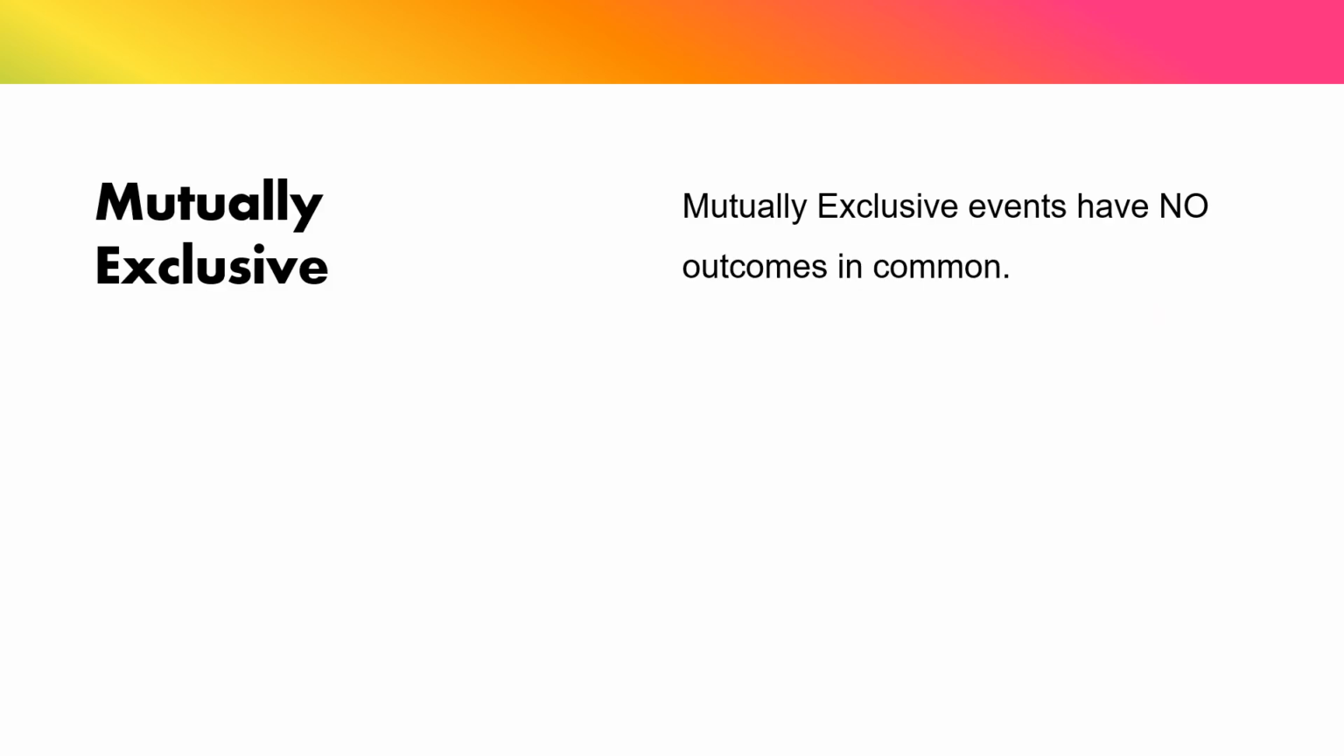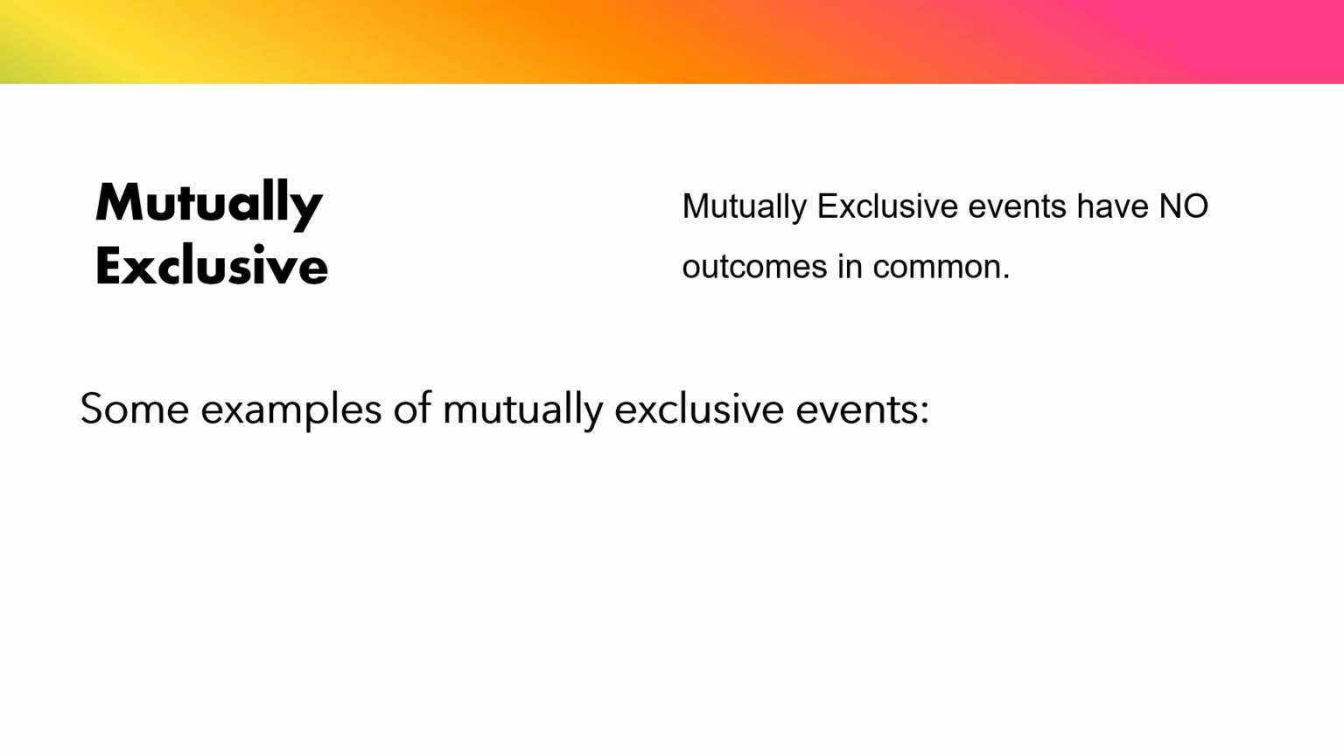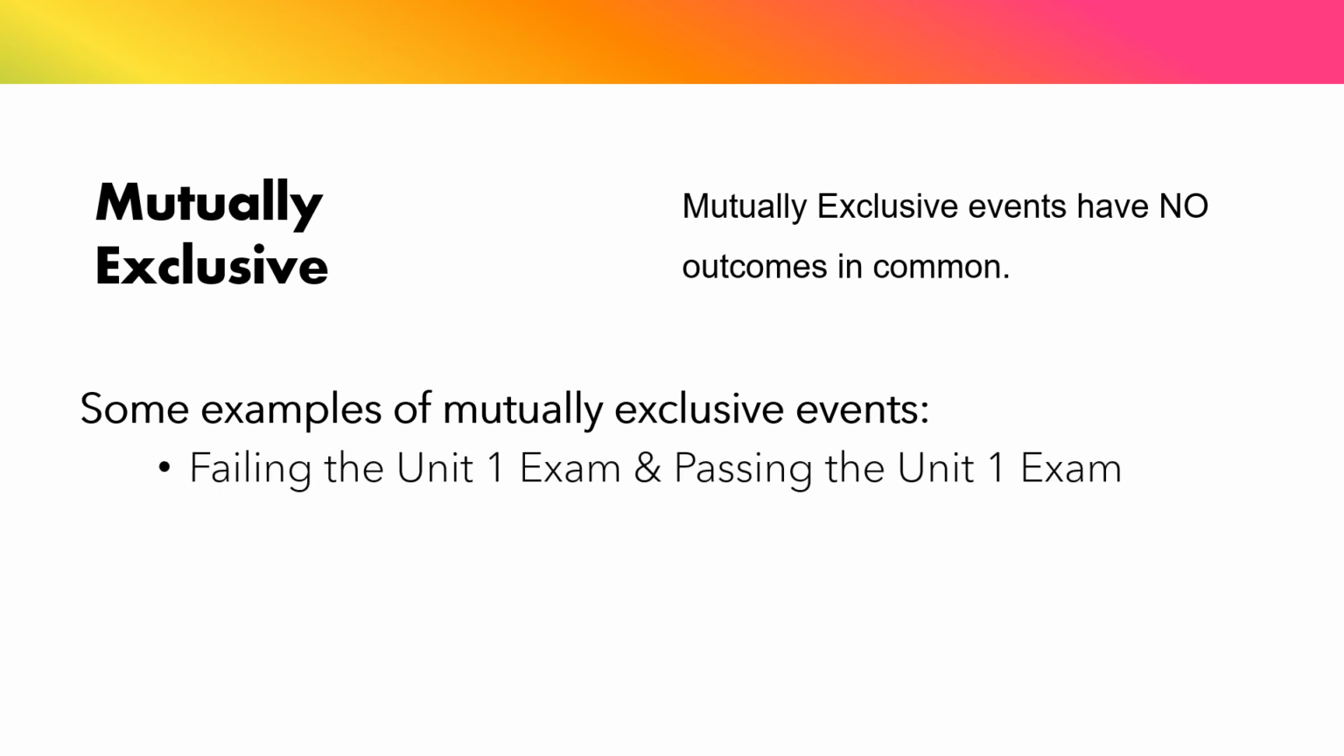The last thing I want to talk about before I let you go is mutually exclusive. They'll use this vocabulary word, mutually exclusive. That means that the two events have no outcomes in common, or basically that those two things cannot occur at the same time. Here are some examples. You cannot fail the first exam and pass the first exam at the same time, so those are mutually exclusive. There are no students that failed and passed the first exam.